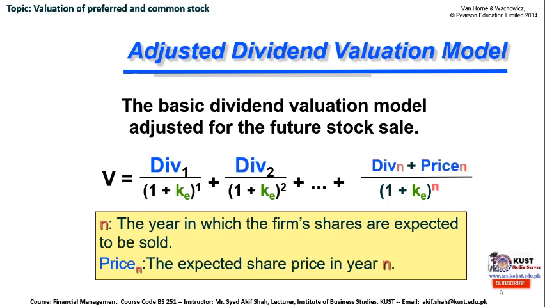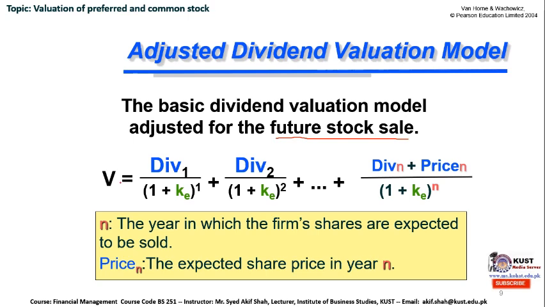Let's discuss what the adjusted dividend valuation model is. As we know, discounting the dividends up to an infinite time period is not possible, so we assume that an investor is going to sell this common stock after holding it for a number of time periods, like 2 years, 3 years, or 4 years. So the basic dividend valuation model may be adjusted for a future stock sale. Like after 3 years, let's suppose the investor is going to sell this stock, then in this condition, valuation is quite simple and easy.